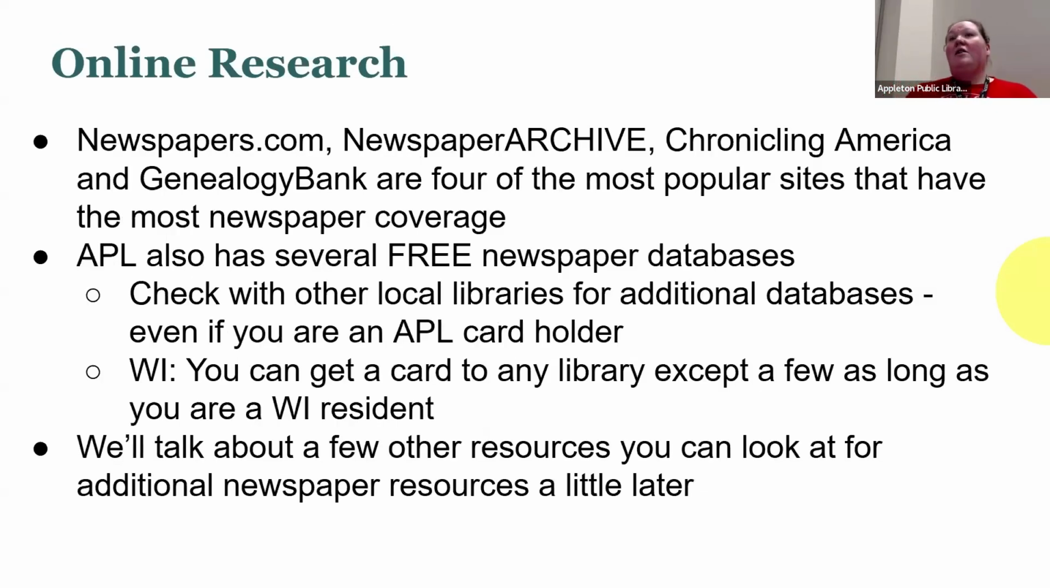So some of the main online databases for newspapers are going to be Newspapers.com, NewspaperArchive, Chronicling America, and GenealogyBank. Those are the big four most popular sites that have a lot of newspaper titles. And we'll talk a little bit more about each of these and I'll show you a live demonstration of them. But these sites have the most coverage. If you're looking for a specific newspaper, these are the four I would start with.